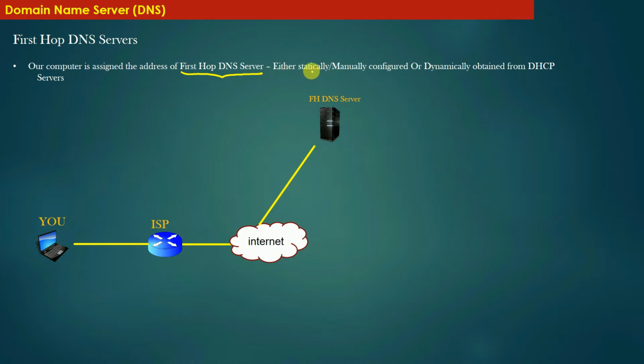and this address is assigned either statically or manually. That is, the administrator himself configures your machine with the IP address of the first hop DNS server. This is one way your machine could be configured with the IP address of the first hop DNS server. If not manually, then there is a special protocol called DHCP. Using this protocol, your machine can automatically obtain the IP address of the first hop DNS server from your internet service provider.